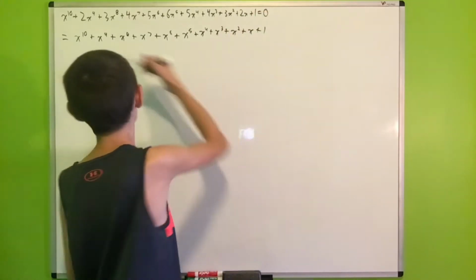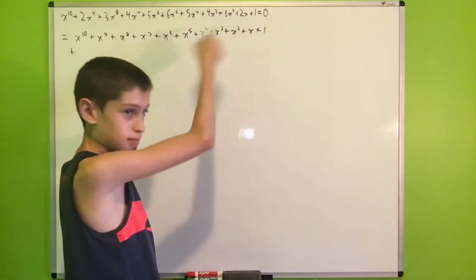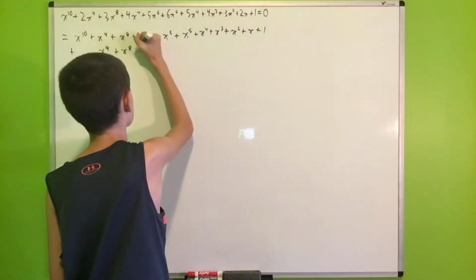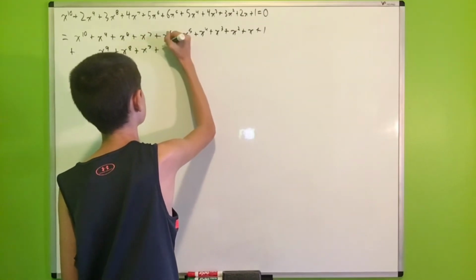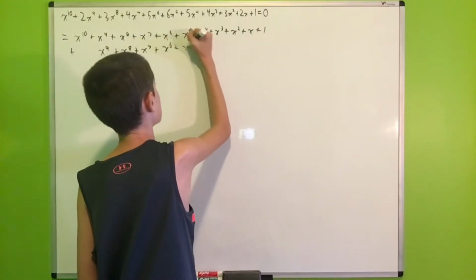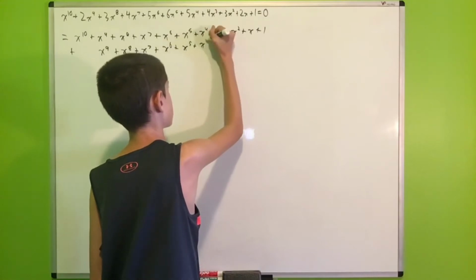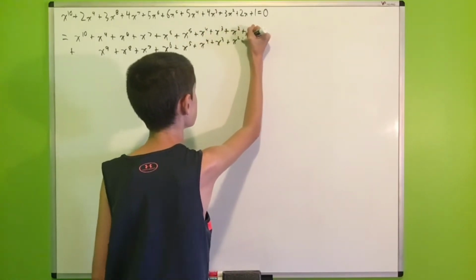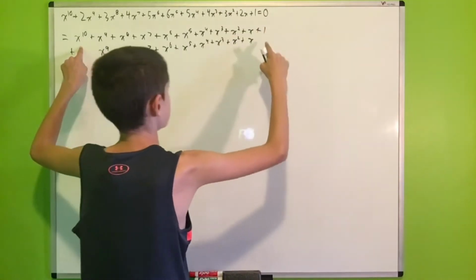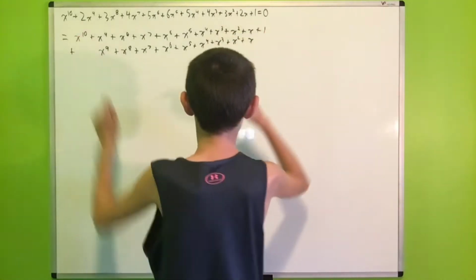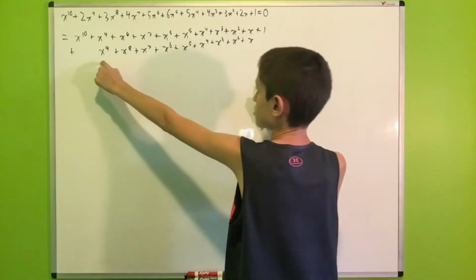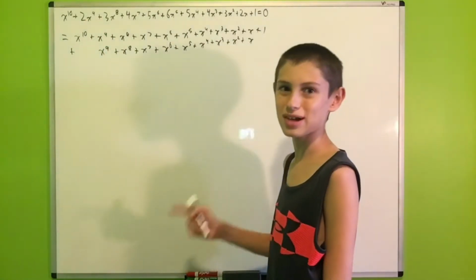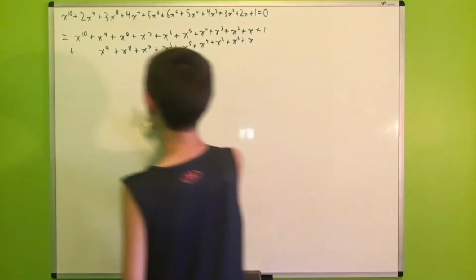And then the next bit will be x to the 9th plus x to the 8th plus x to the 7th plus x to the 6th plus x to the 5th plus x to the 4th plus x cubed plus x squared plus x. So the x to the 10th and the 1 are as they are there, and the 2x to the 9th like this, and the 2x like this. And what comes next? You guessed it!